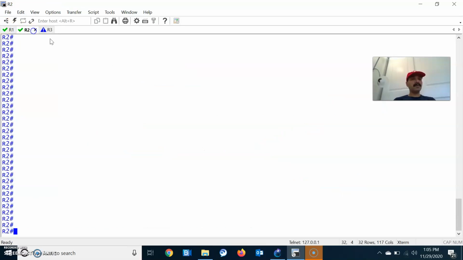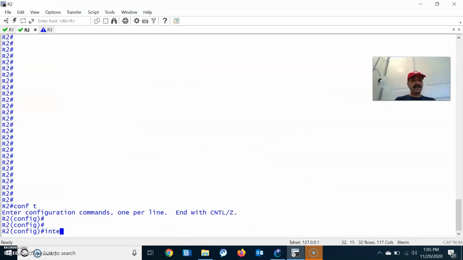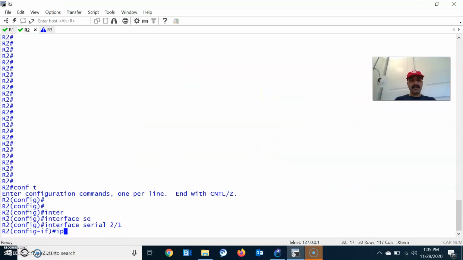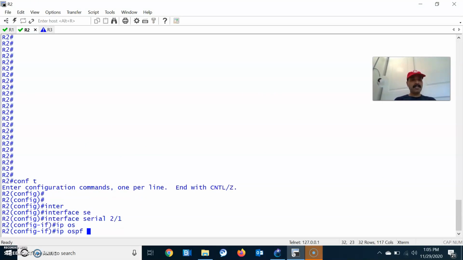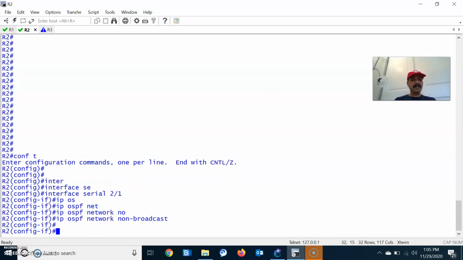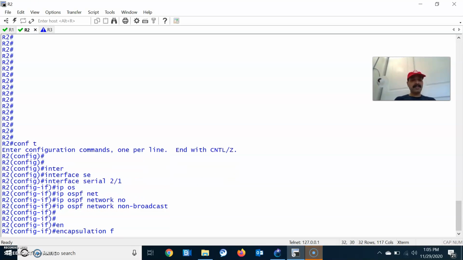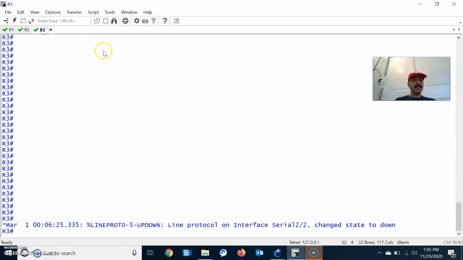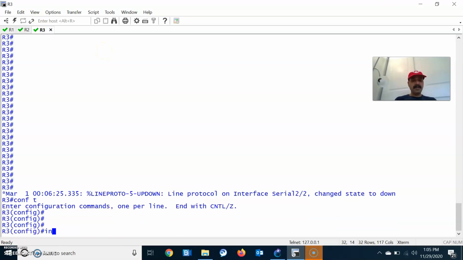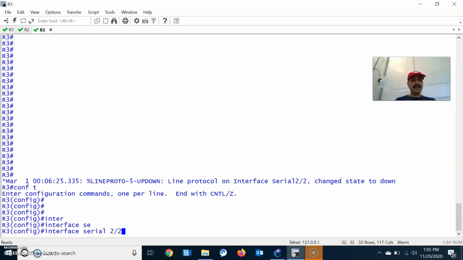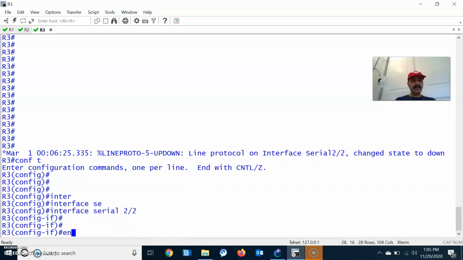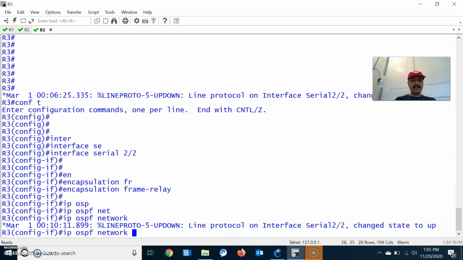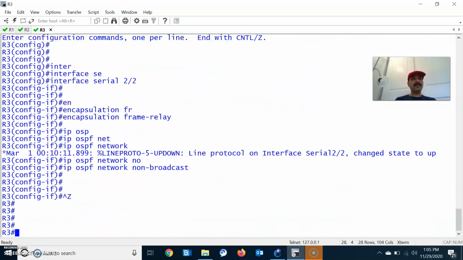So go to R2, configuration mode, interface serial 2/1. IP OSPF network is non-broadcast, and then encapsulation frame relay, right? We have configured it. In a similar way, let us go to R3, configuration mode, interface serial 2/2. Encapsulation frame relay, and the IP OSPF network is non-broadcast. I hope you are following this.